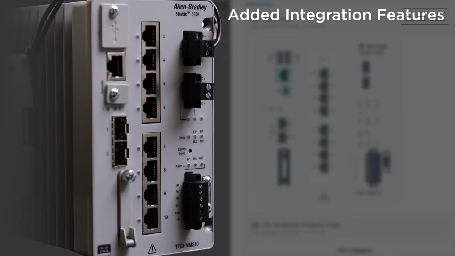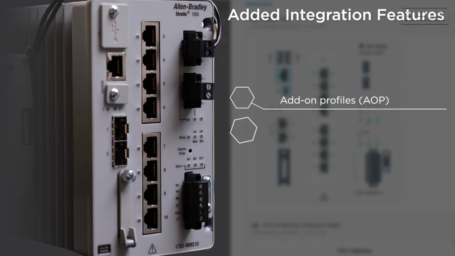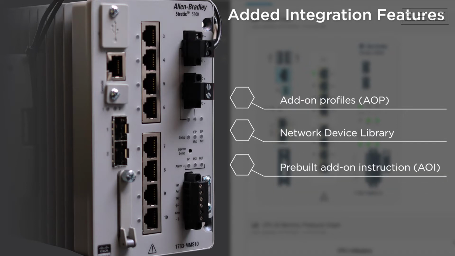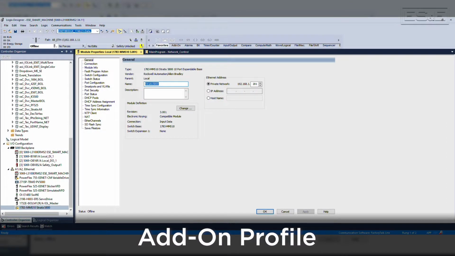Additional features added to optimize the switch integration are the add-on profiles for the Rockwell controllers, as well as the network device library built for the switch that provides a pre-developed add-on instruction with associated HMI faceplates. With the AOP, configuration changes can be made from the Rockwell PAC, or it allows you to bring in basic diagnostic information for the PAC to monitor the network.